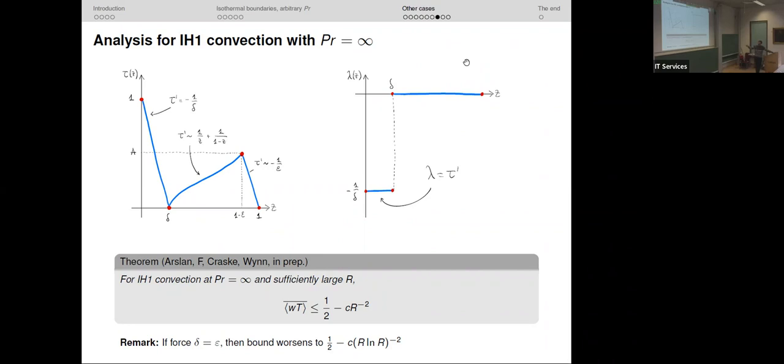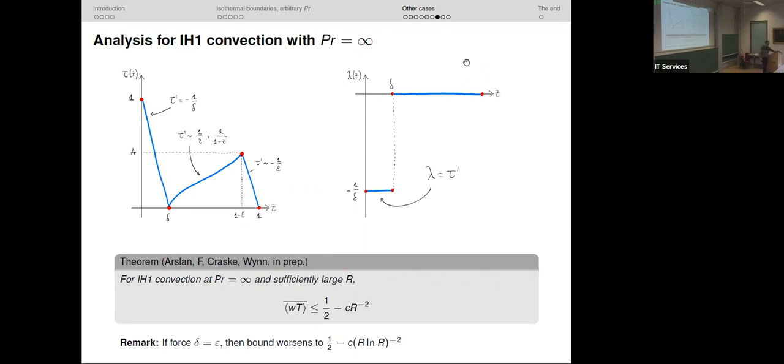It's much easier to control the contribution of these boundary layers. We have freedom to play on the amplitude of this point here, so this A, but you can do the analysis and you can figure out how these things should scale, and you find a bound on the mean vertical heat transport that has this algebraic scaling.